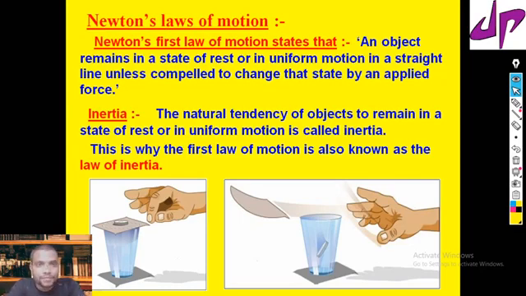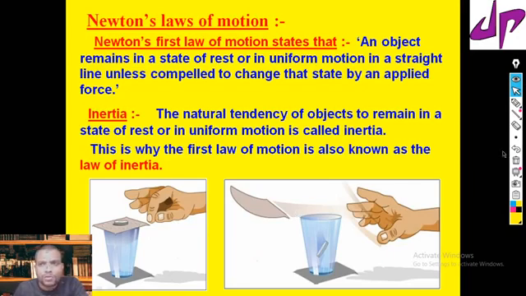Hi students, we were discussing Newton's laws. So just recall the two laws which we discussed. Newton's first law of motion states that an object remains in a state of rest or in uniform motion in a straight line unless a force is applied. To change the object's state, we need to apply a force.